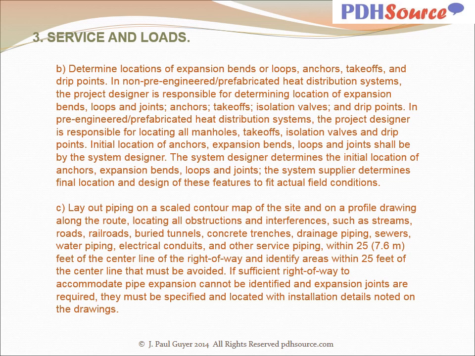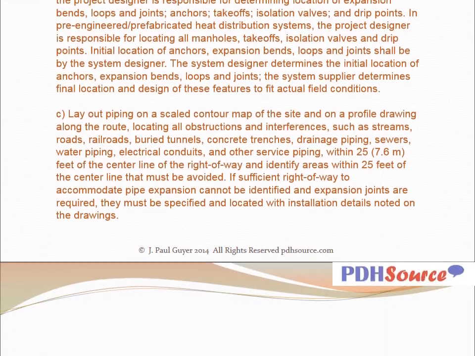Lay out piping on a scaled contour map of the site and on a profile drawing along the route, locating all obstructions and interferences such as streams, roads, railroads, buried tunnels, concrete trenches, drainage piping, sewers, water piping, electrical conduits, and other service piping within 25 feet of the center line of the right-of-way, and identify areas within 25 feet of the center line that must be avoided. If sufficient right-of-way to accommodate pipe expansion cannot be identified and expansion joints are required, they must be specified and located with installation details noted on the drawings.